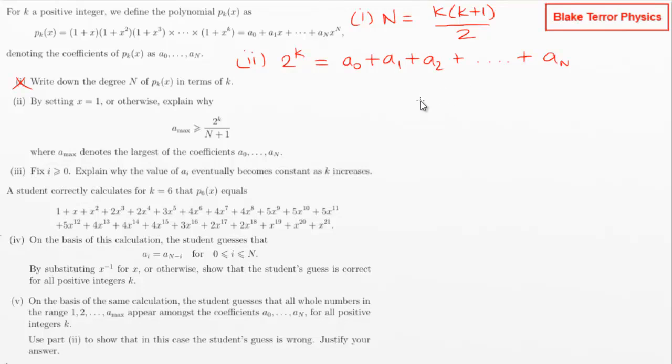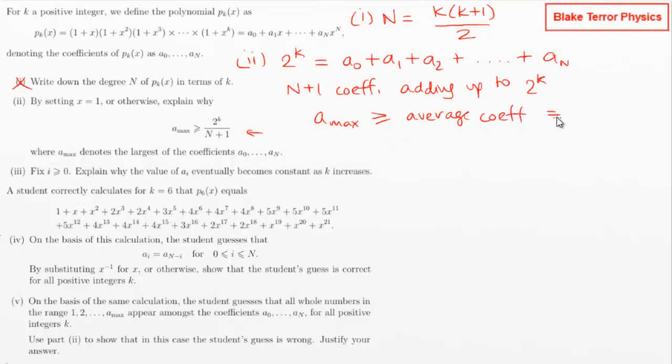Right, so we've got that. Well, yeah, that's going to drop out, isn't it? Because we've got n plus 1 coefficients. That's why they got that n plus 1 on the bottom. So we've got n plus 1 coefficients adding up to 2 to the k. So a max must be greater than or equal to the average coefficient, and the average coefficient is equal to 2 to the power k divided by n plus 1. So we've got a max is greater than or equal to 2 to the k divided by n plus 1.